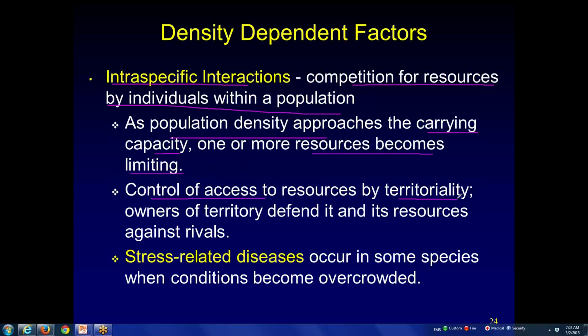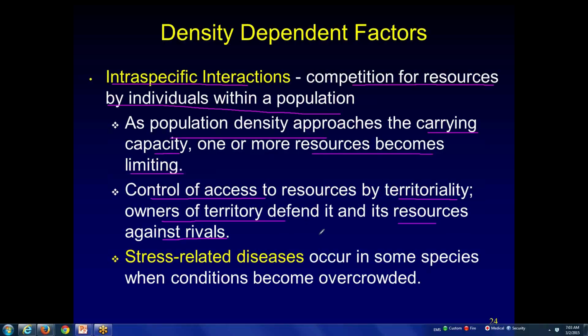Control of access to resources by territoriality. One of the ways to deal with intraspecific interactions is to have a boundary, where owners of the territory defend it and its resources against rivals. You'll see this among a lot of songbirds. You'll see this in the next few weeks with male cardinals. They'll work very hard to maintain their territory against other males. Typically, when you see cardinals this time of year, which is getting in their mating time, you'll hardly ever see two brightly colored red male cardinals near each other. They're competing intensely for territory, and once they have a territory established, then they have mating rights, I should say.